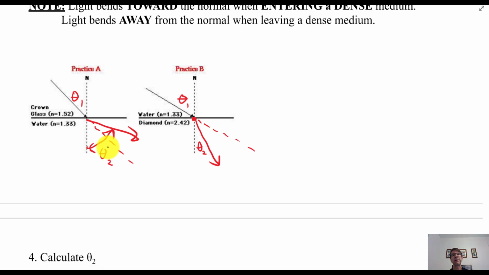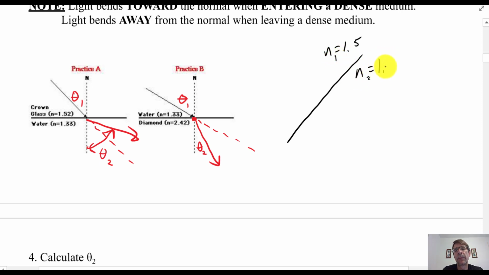All right, let me give you one more sort of tricky one here. Let's have an interface here. Let's say n equals 1.5, and here n equals, let's say, n1, that's n1. n2 equals 1.9. And we have a ray of light that's coming in like this. So now we got some kind of weird angles.